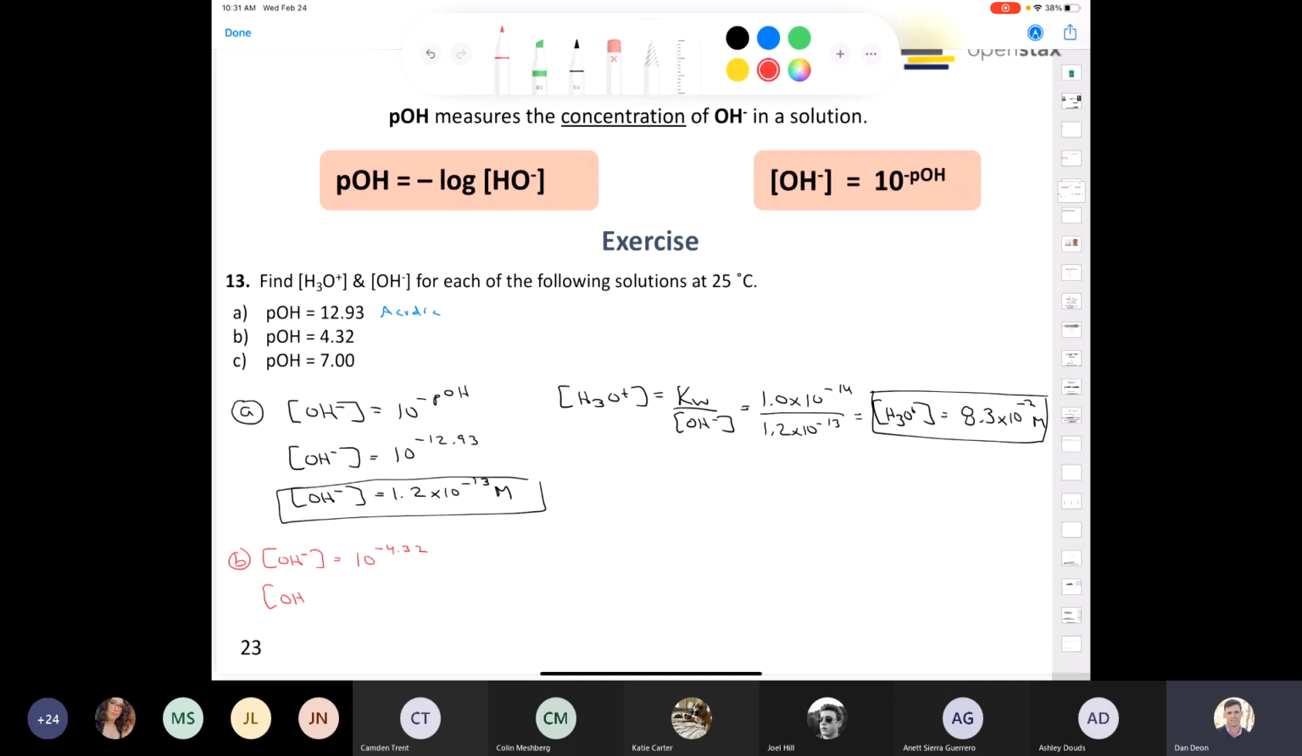So our concentration of hydroxide, again, should only have 2 sig figs. So we take 10 to the power of negative 4.32, and we end up with 4.8 times 10 to the negative 5 molar. Then our concentration of hydronium is going to be equal to 1.0 times 10 to the negative 14 divided by 4.8 times 10 to the negative 5. And we end up with 2.1 times 10 to the negative 10 molar.